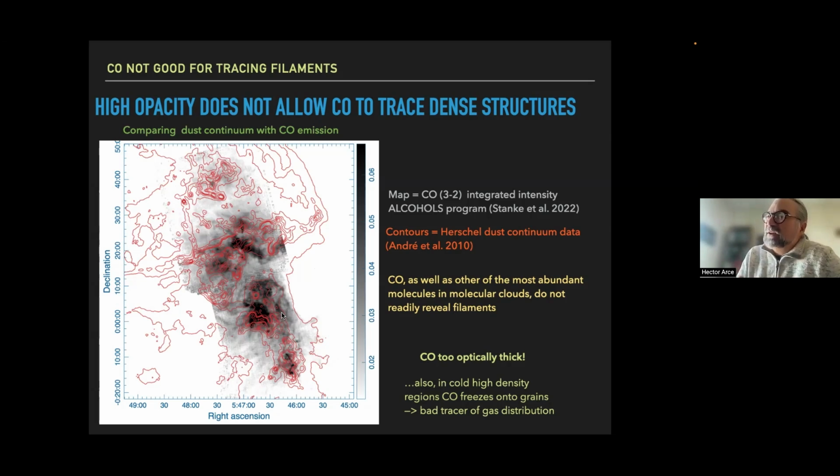And this is mostly because the CO emission is optically thick. You can only see up to a certain depth of the cloud with the CO. You're basically only seeing the skin of the molecular cloud, and you cannot go through and map the denser parts.